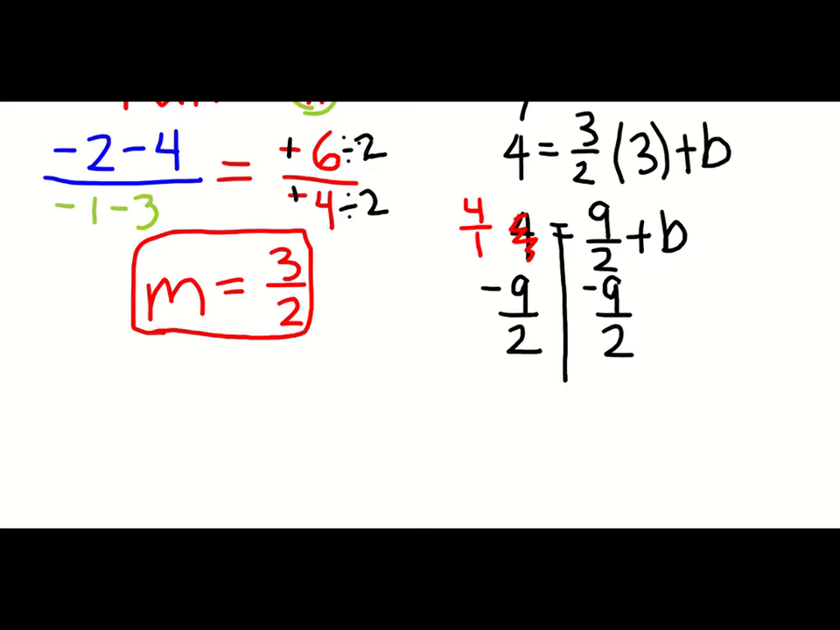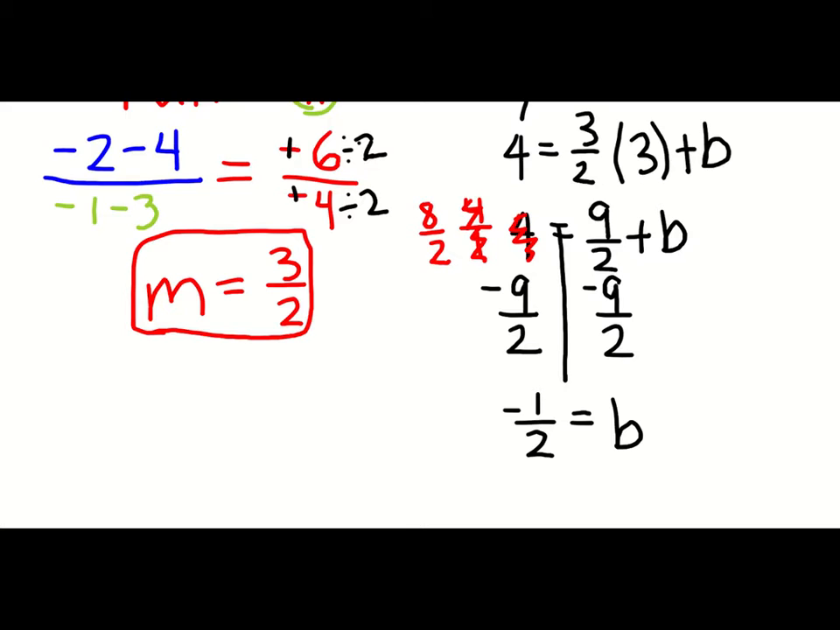And then to subtract fractions, I need common denominators. So that common denominator would be 2. So I'm going to multiply 4 by 2 to get 8. So this is essentially 8/2 minus 9/2. So 8 minus 9 is -1 over the denominator 2. And that number equals my y-intercept.